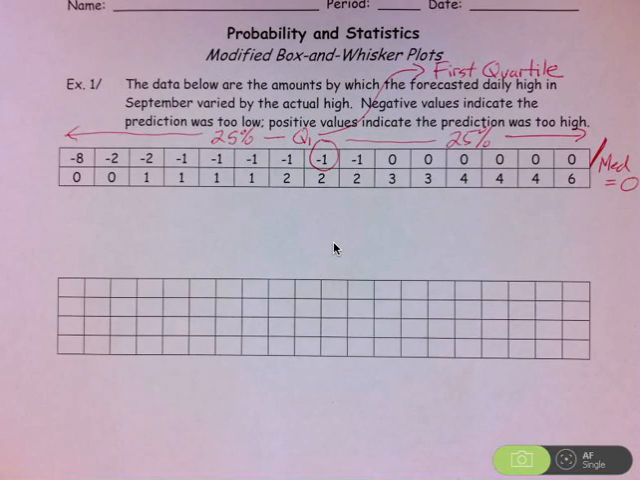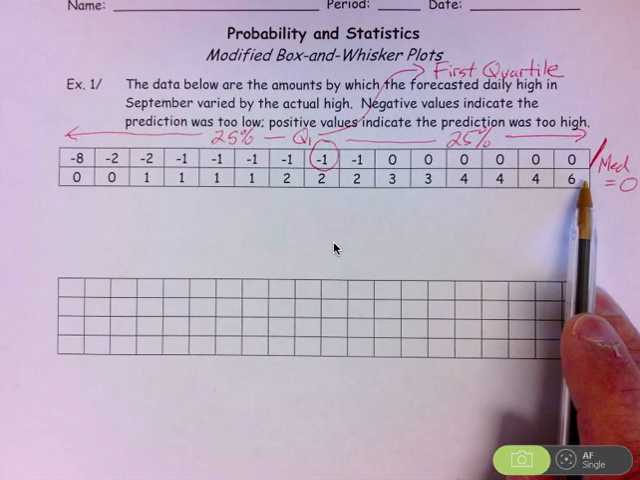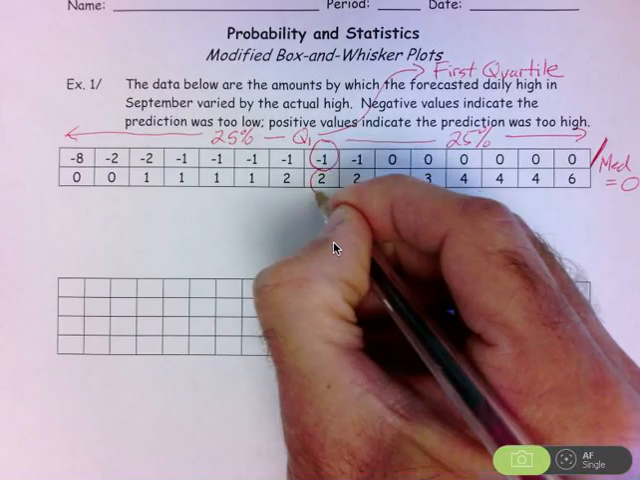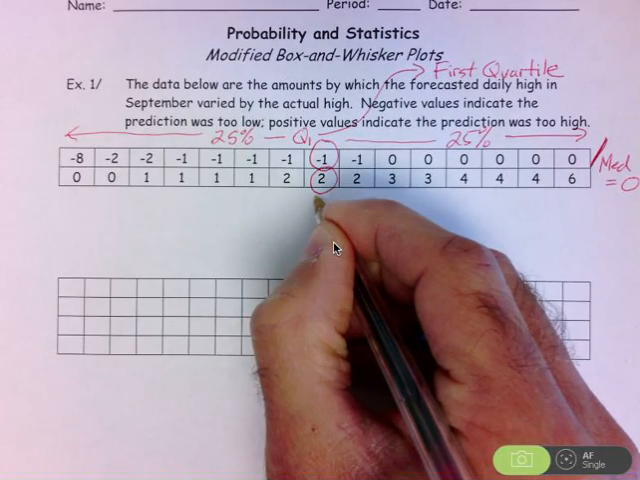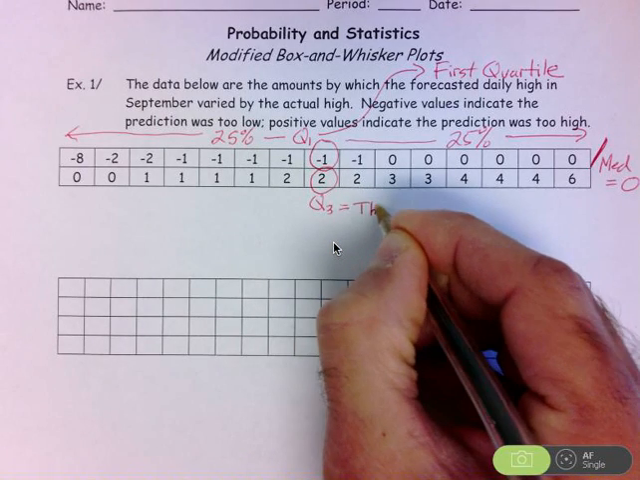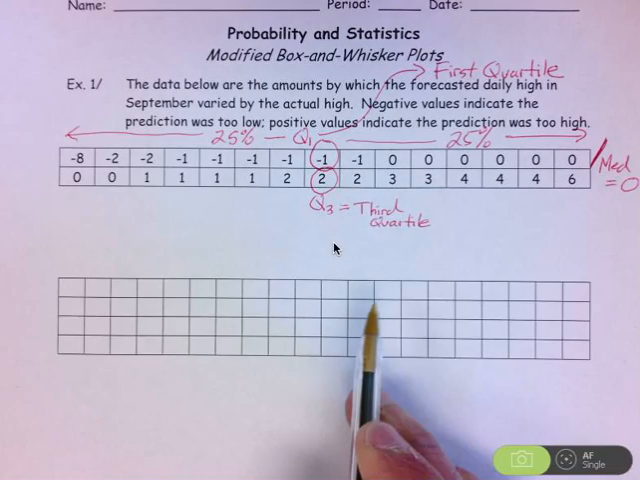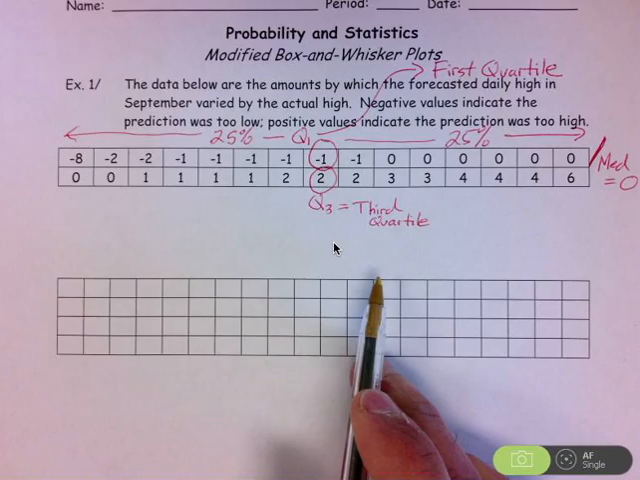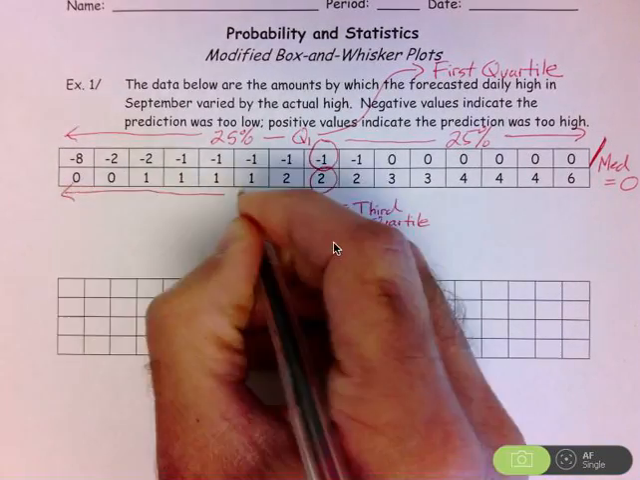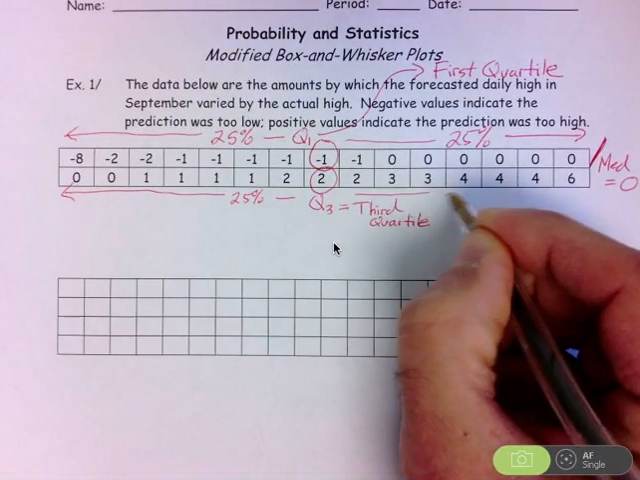So notice we can also do that with the upper 50% of the data. We can find the middle value here. Again, it will be the 8th value, 1, 2, 3, 4, 5, 6, 7, 8. Here it is. This is called Q3, the third quartile. And again, notice it takes the upper 50% of the data and breaks it into quarters. So here is 25% of the data once again. And here is the last 25% of the data.